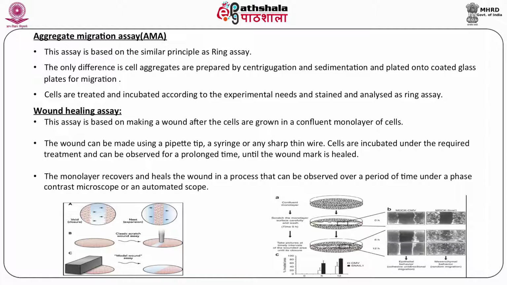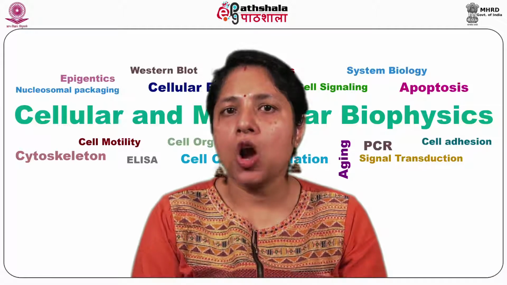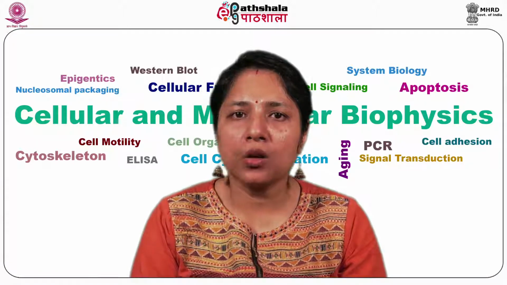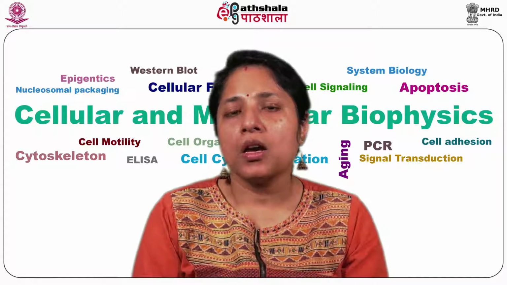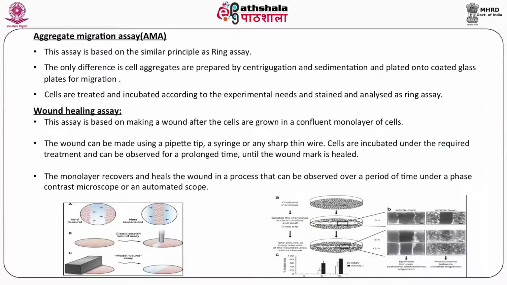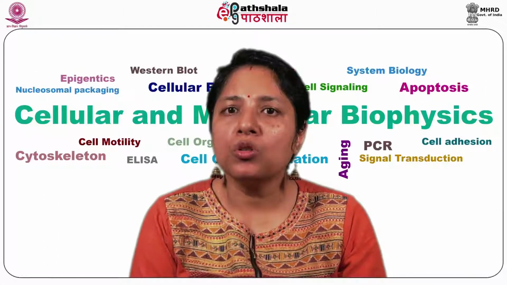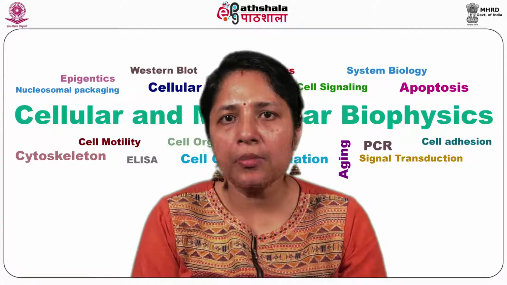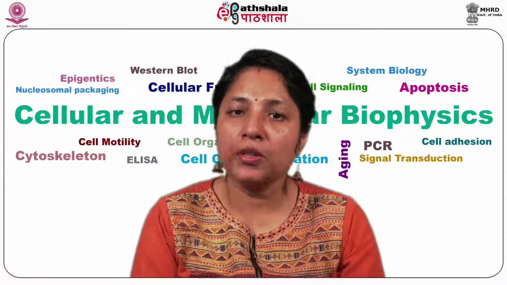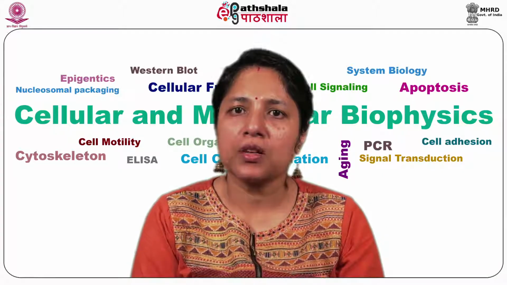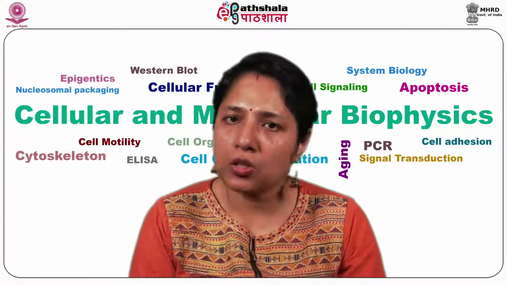Now the fifth assay in this category is the wound healing assay. This assay is based on making a wound after the cells are grown in a confluent monolayer in proper experimental conditions. The wounds can be made using a pipette tip, a syringe, or a sharp wire. Cells are incubated under the required treatment and can be observed for a prolonged time until the wound mark is healed. The monolayer recovers and heals the wound in a process that can be observed over a period of time under a phase contrast microscope or an automated microscope.